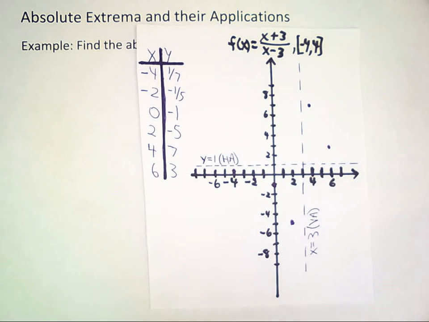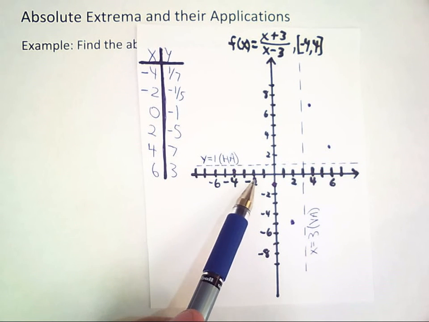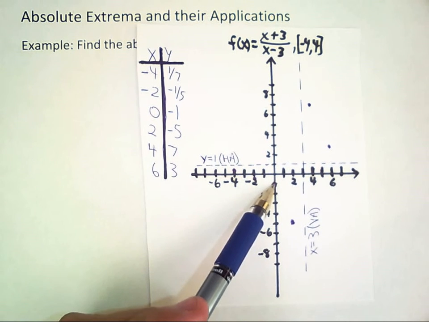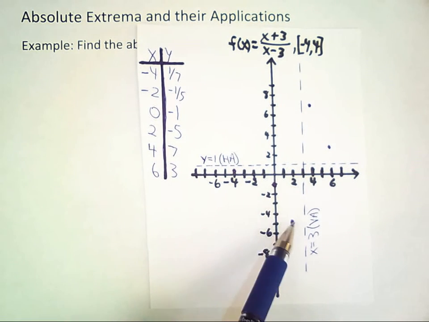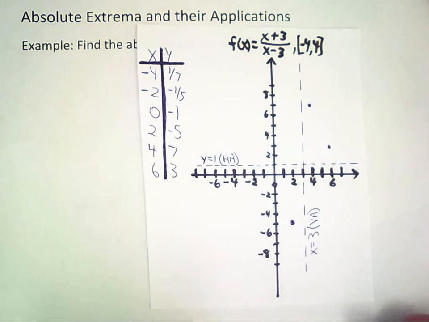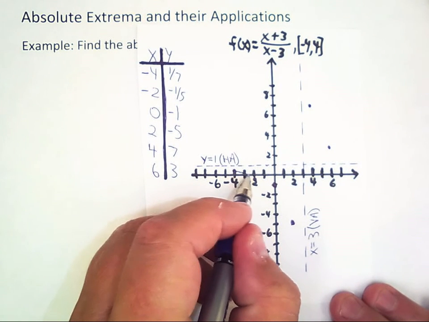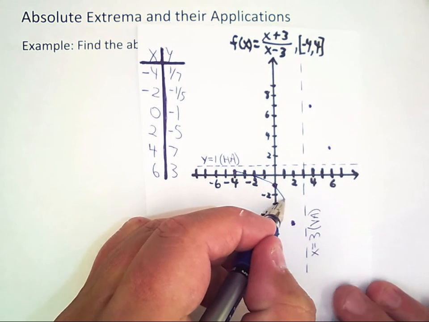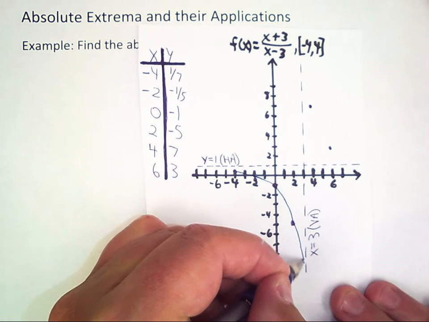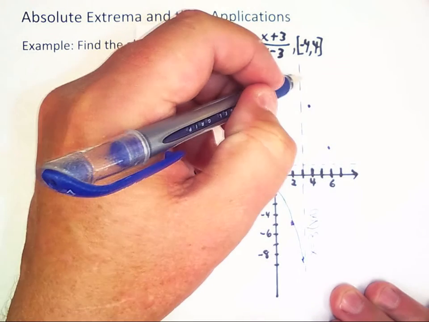and notice that at minus 4 you get 1/7, so I plotted it right there. At minus 2 you get negative 1/5, which is about right there. At 0 you get minus 1, there it is. At 2 you get minus 5, there it is. At 4 you get 7. At 6 you get 3. So you can sort of see what's happening. You've done these before, so none of this should be a brand new idea to you. You can see what's happening with this graph. And over here again you can see it.